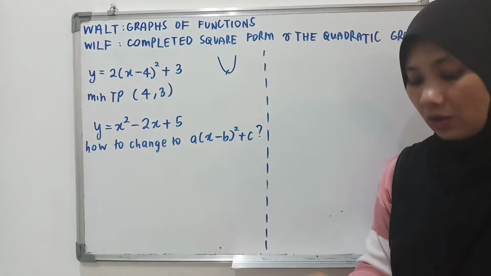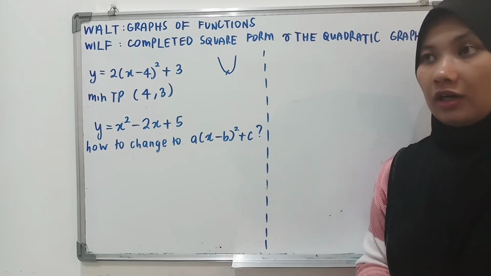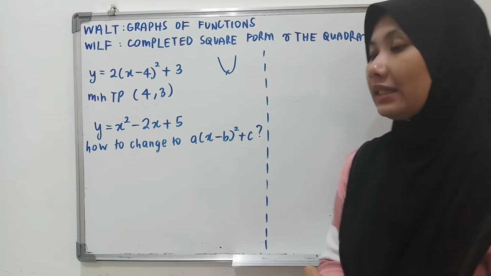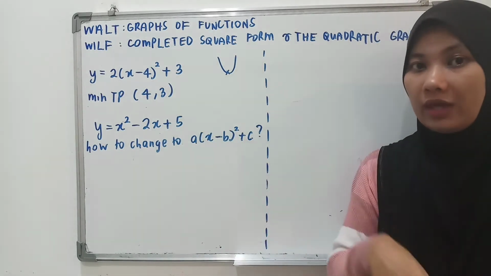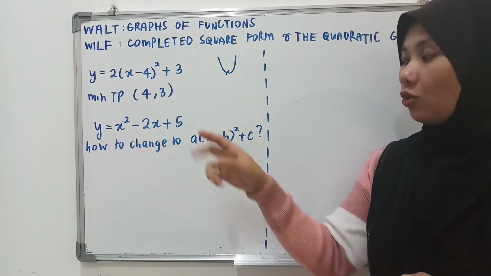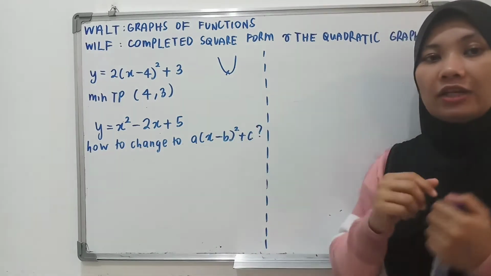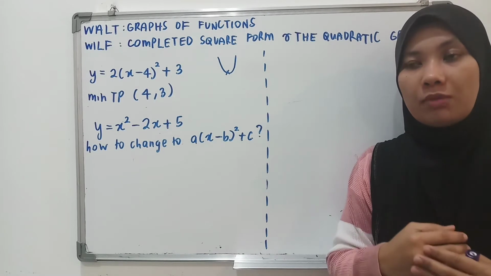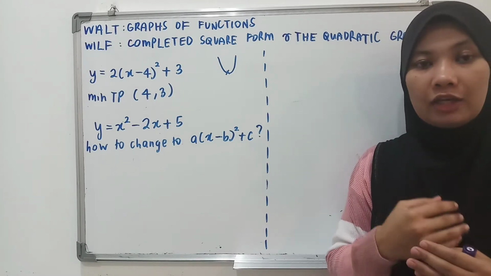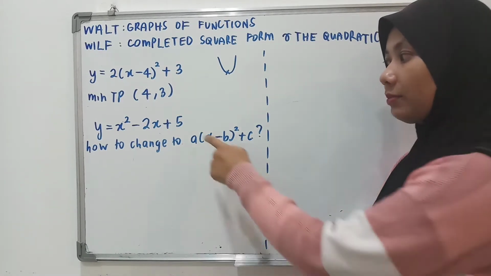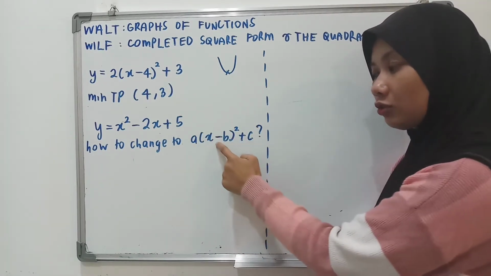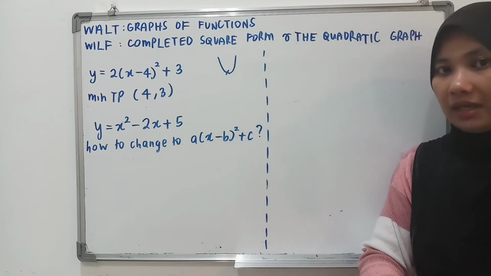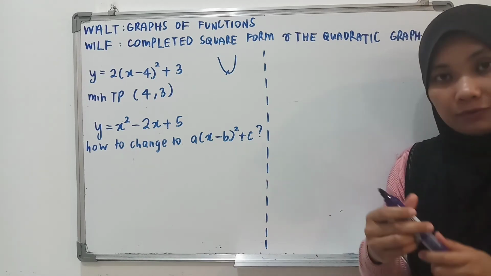Okay, so now, what if you are given the quadratic function in the first form that we have learned previously? Because in order to read the maximum or minimum turning point, you need to rewrite from that form to that form. So, how do we change from that to that? We have learned this in Maths. So, you have two options.